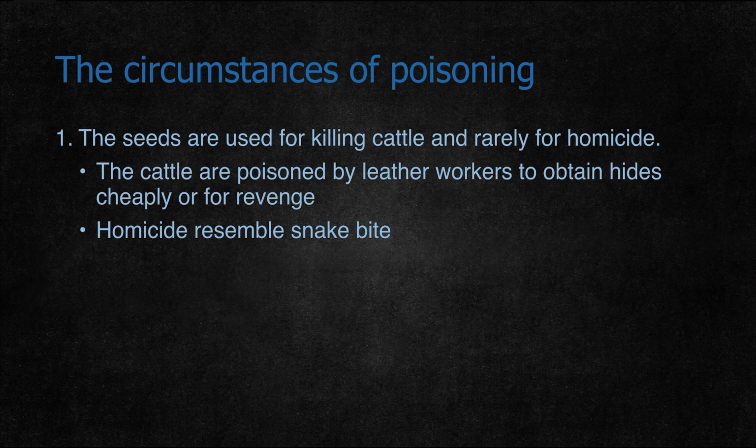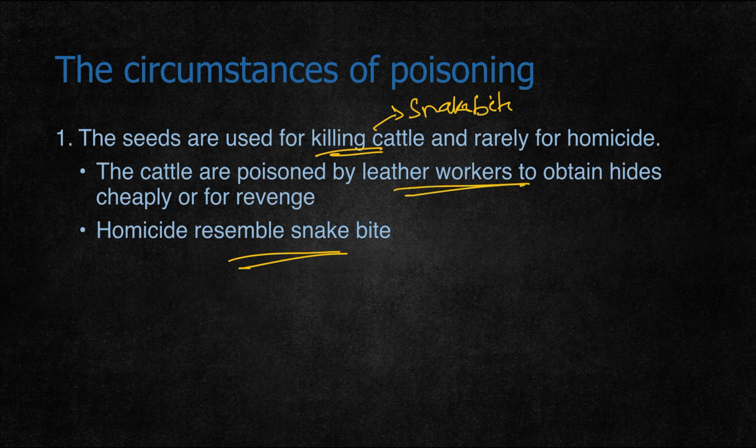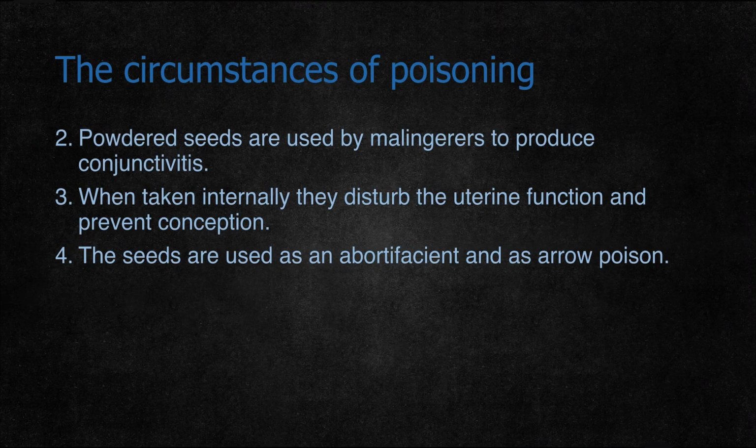The circumstance of poisoning, as I mentioned, is mainly to kill cattle, to simulate a snake bite. Similarly, it is also used in humans for killing, to resemble a snake bite. The cattle are poisoned mainly by leather workers to obtain hides cheaply or for revenge purposes. It is called cattle poison.